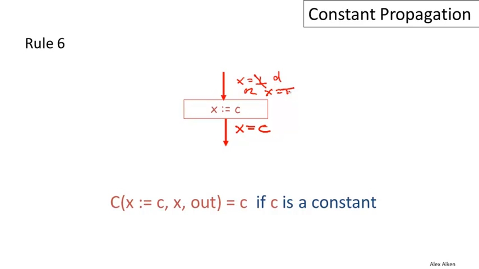And that makes sense. If x is d or x is top, that means that control, as far as we know, can reach this statement. And then what we're saying here is that, well, after the execution of this statement, if control can reach this statement, x is guaranteed to be the constant c.